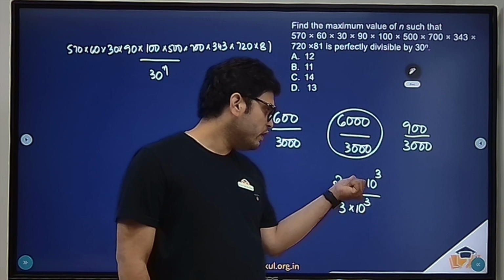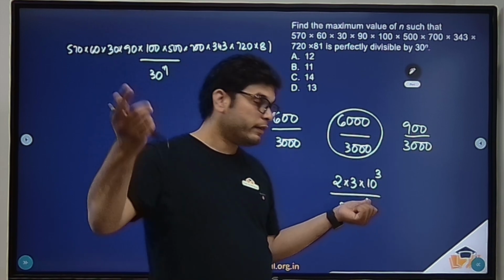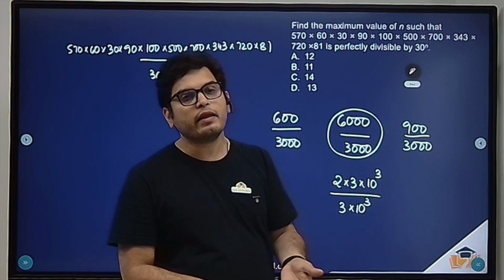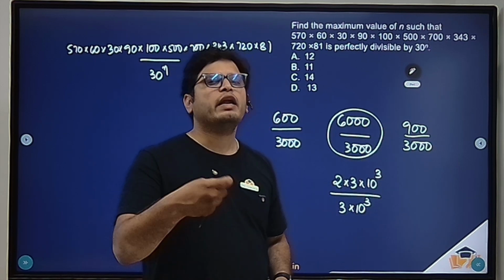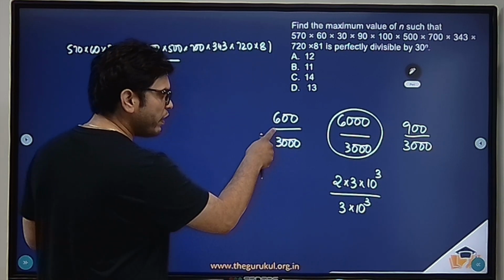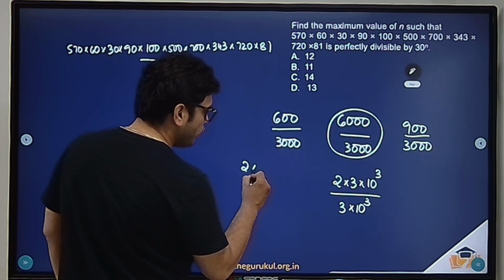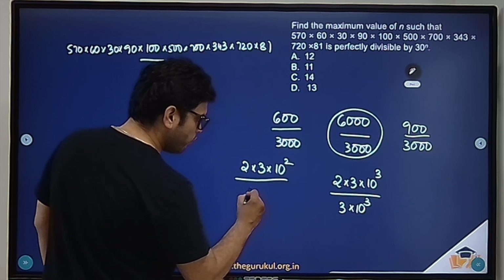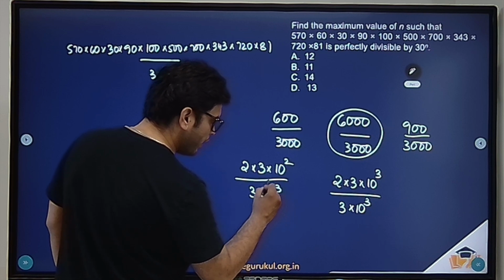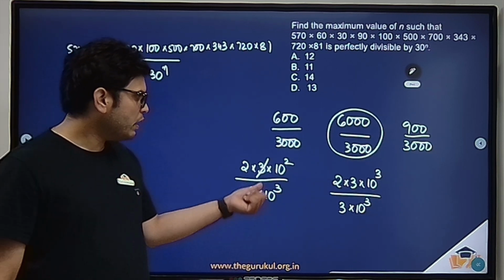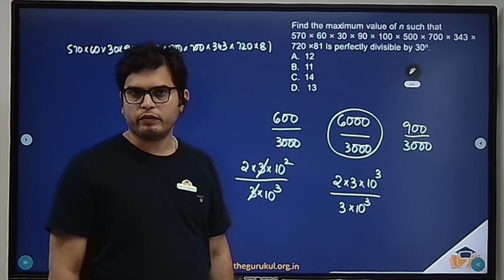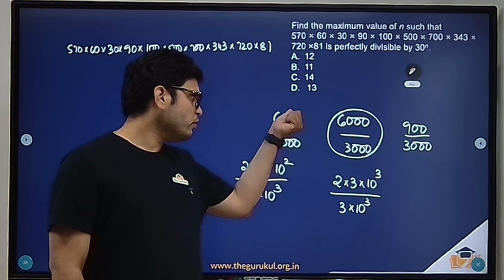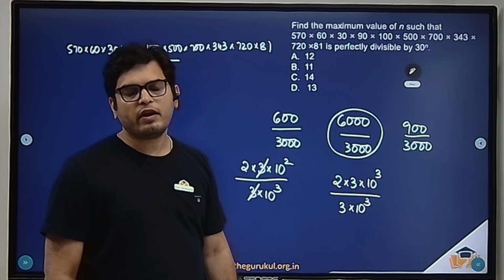Or the power of 3 in the numerator should be greater than or equal to the power of 3 in the denominator, and also the power of 10 in the numerator should be greater than or equal to the power of 10 in the denominator. Then only it will be exactly divisible. For example, if I consider this 2 into 3 into 10 square, now what do we have? 3 into 10 cube. I can cancel 3 and 3. But 100 is not exactly divisible by 1000. Now why is 600 not divisible by 3000? Because the power of 10 in the numerator is less than the power of 10 in the denominator.